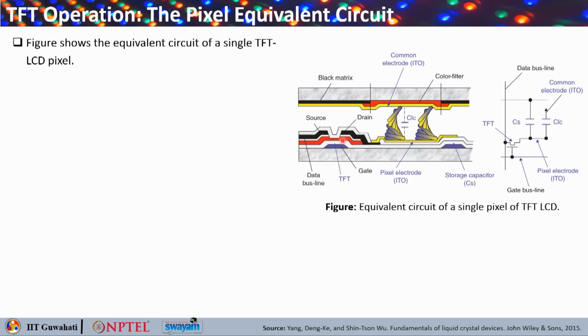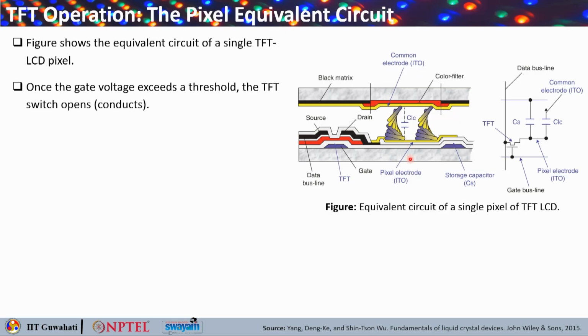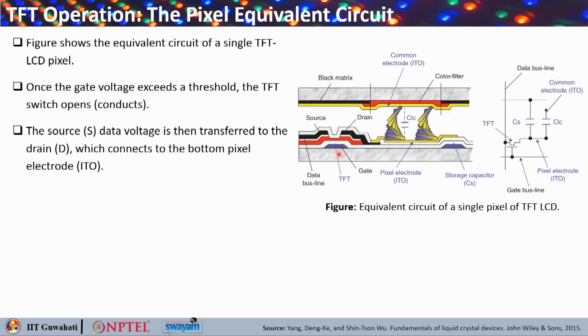So this is the TFT, this is the gate, this is the data bus line, okay. This part is the source and this is the drain. So here you have this pixel electrode which is ITO, you have the color filter, you have the common electrode again made of ITO, then you have the black matrix here. So here you will see you get some sort of storage capacitor CS, and then here you have the liquid crystal capacitance CLC, okay. So once the gate voltage exceeds a threshold, you will see that the TFT switch basically opens, that means it conducts.